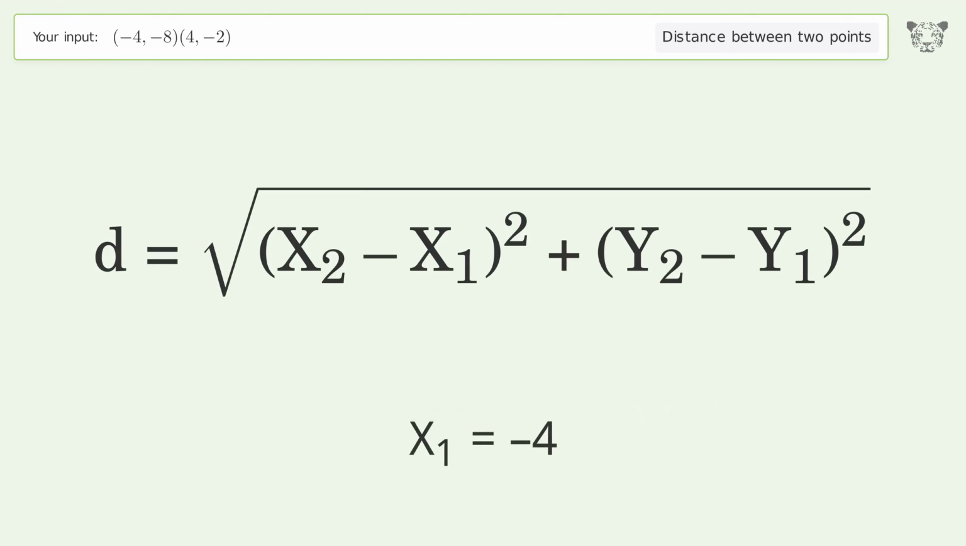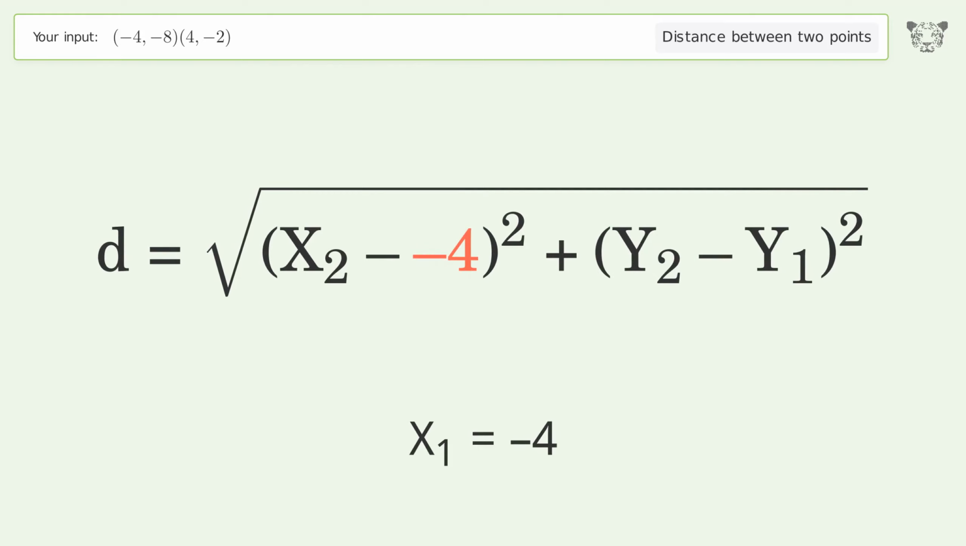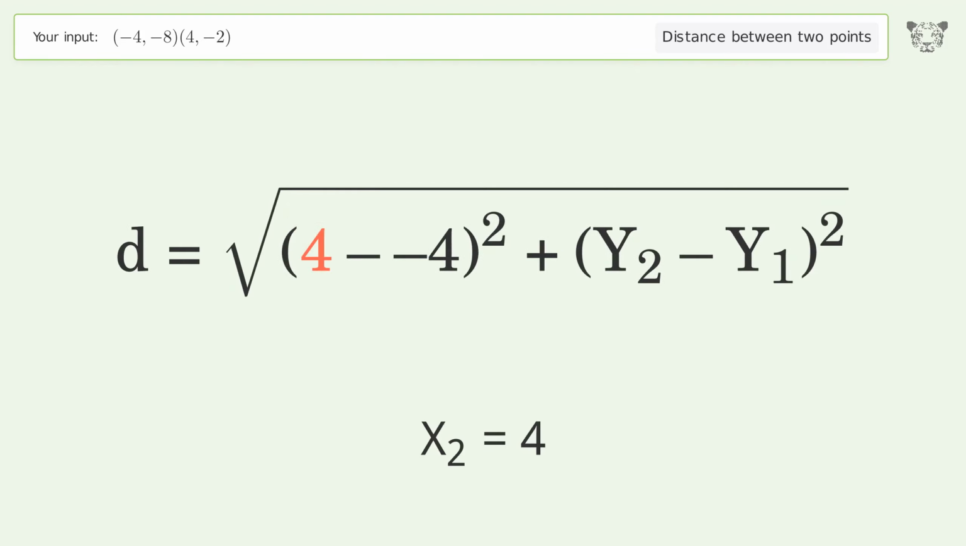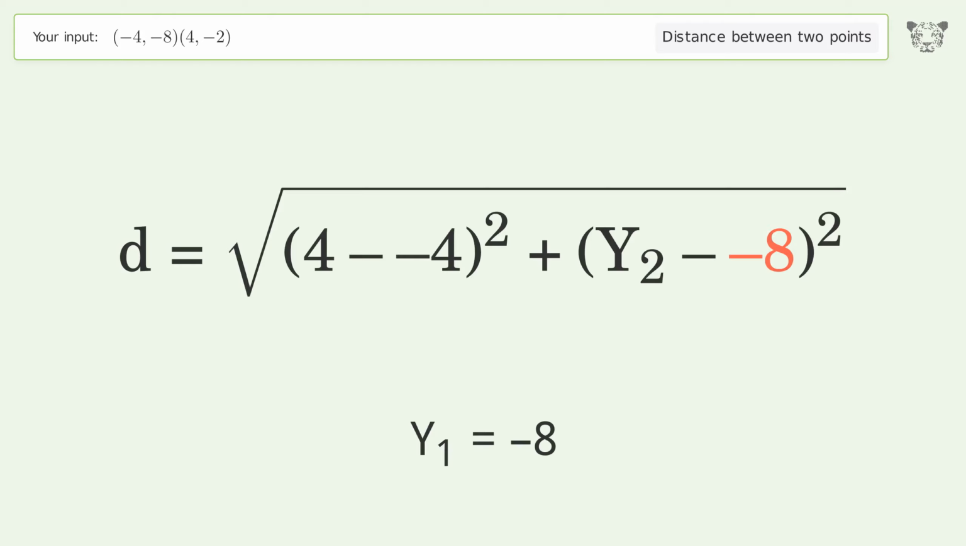x1 equals -4. x2 equals 4. y1 equals -8. y2 equals -2.